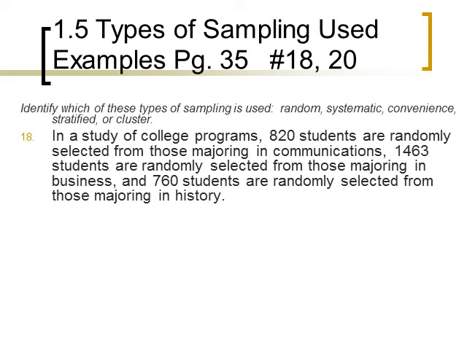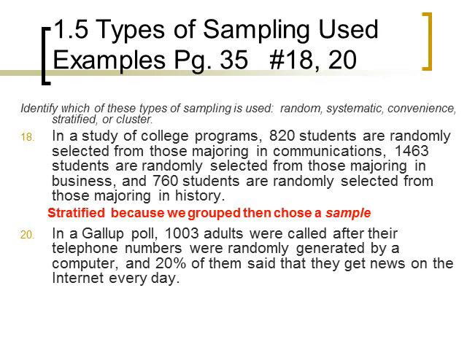In question 18, in a study of college programs, 820 students are randomly selected from those majoring in communications, 1,463 students are randomly selected from those majoring in business, and 760 students are randomly selected from those majoring in history. So this is grouping. We can see that we're grouping students by their major or by their college. And then are we selecting everybody in those particular colleges, or are we only selecting part of the people in those colleges? And we can see that we're selecting samples. And so stratified goes with samples. We're grouping and then choosing a sample from each group.